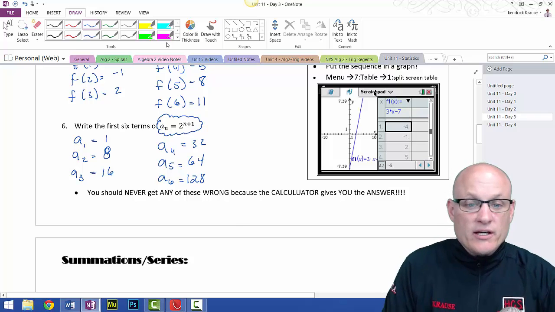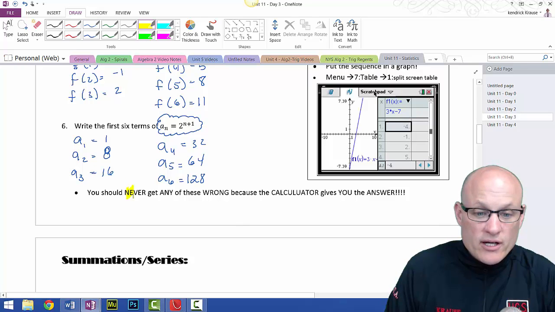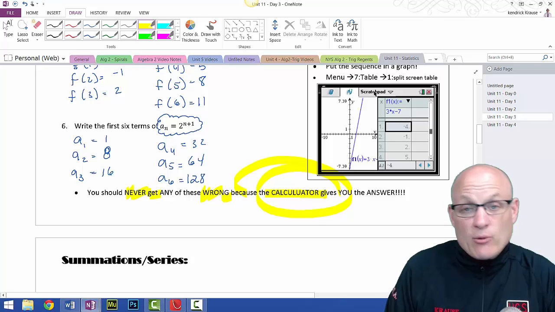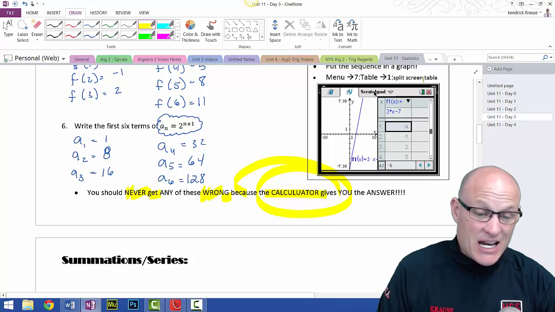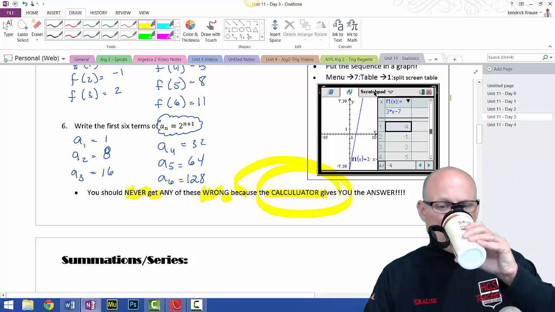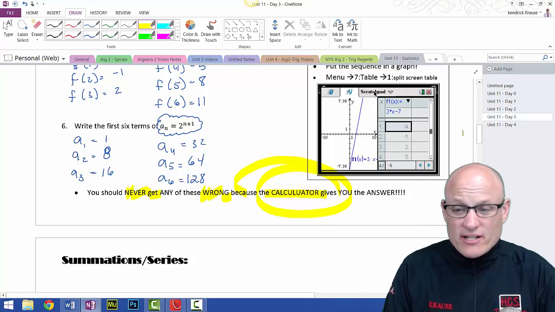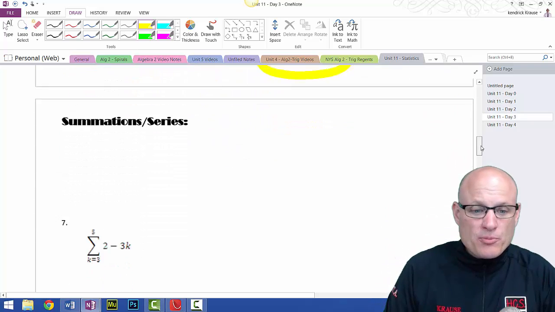The cool thing is your calculator does it right. You should never get any of these wrong because you have this calculator. And it will help you out a lot. So to generate a sequence of numbers, that's not too bad. We'll play around with it a little bit more later.